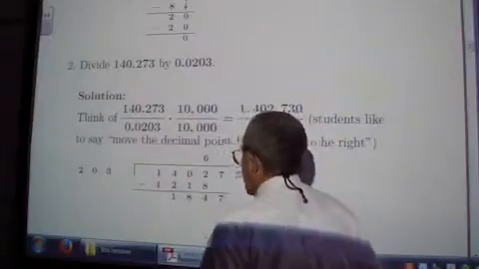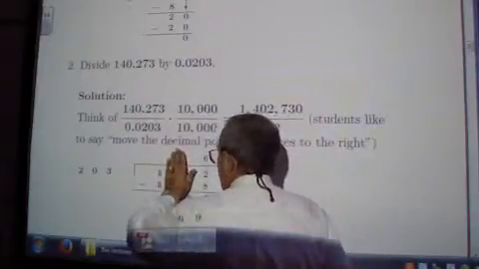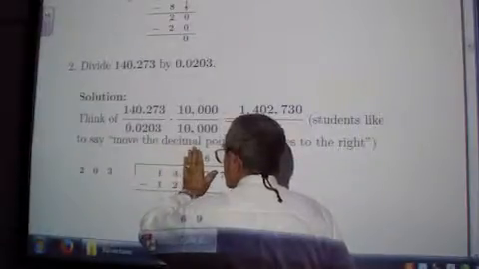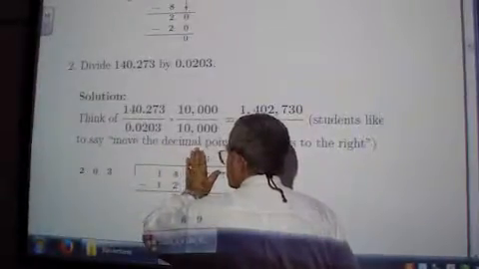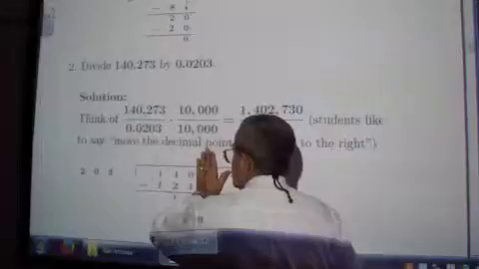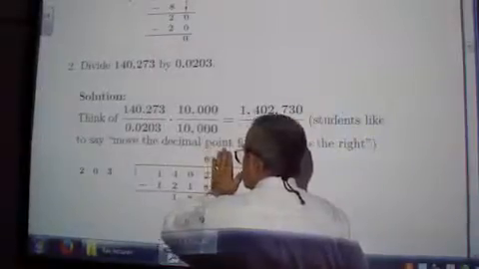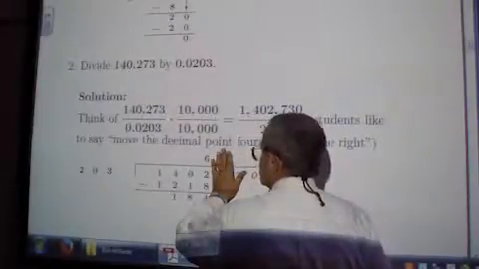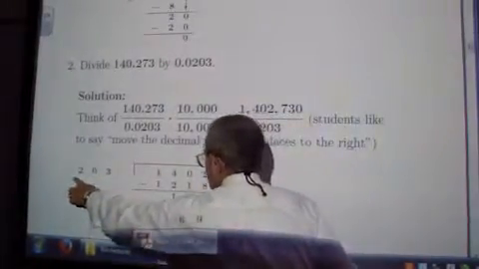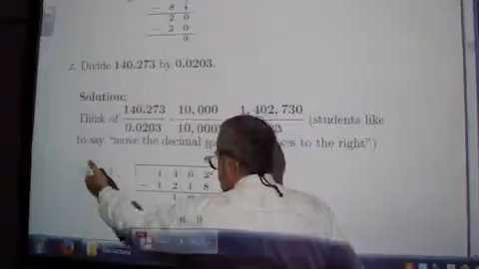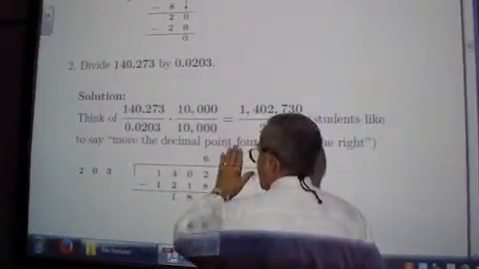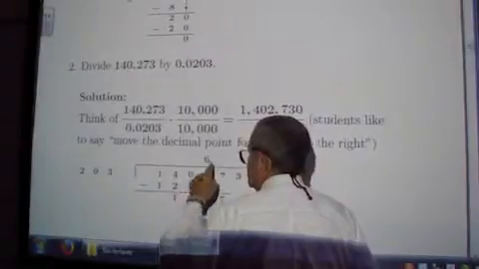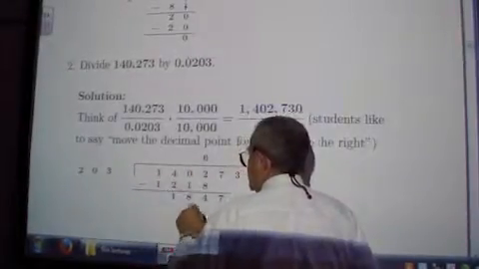1,402,730. Can we subtract? How often does 203 go into 1? It doesn't. Into 14? It doesn't. Into 140? It doesn't. Into 1,402, my first guess was 6. 6 times 2 is 12. That's a pretty good guess. You have a 0 here, so 6 times 2, 12. And 6 times 3 is 18, carry 1. There's a 1. 6 times 2 is 12.